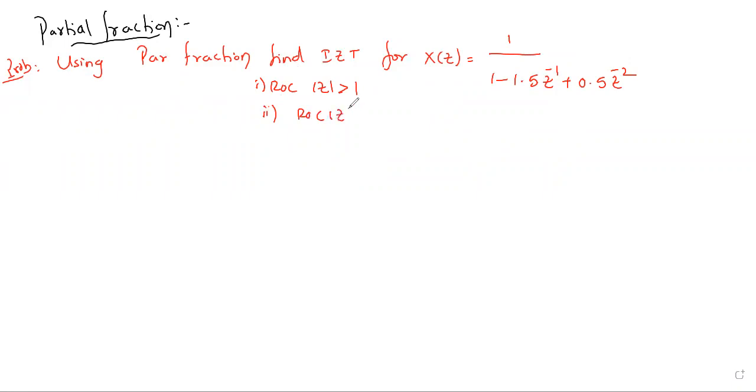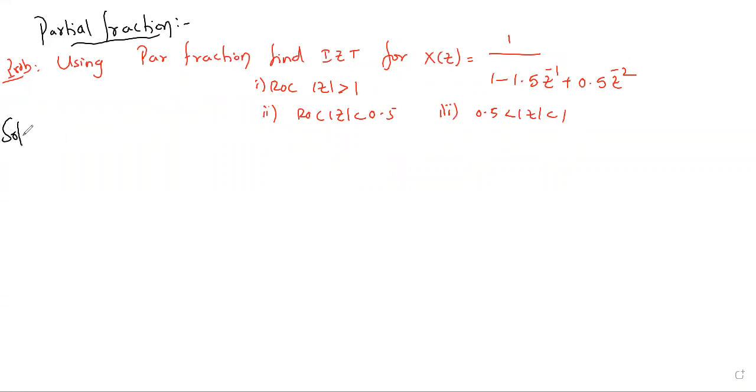ROC: mod z less than the minimum of the poles. And the third one, mod z in between the two poles, okay, 0.5 less than mod z less than 1. Now let us see the problem.